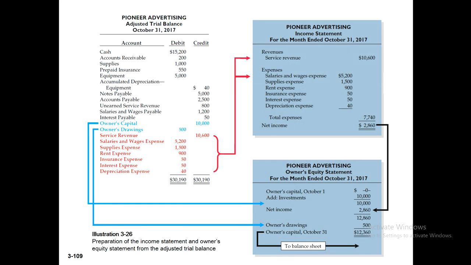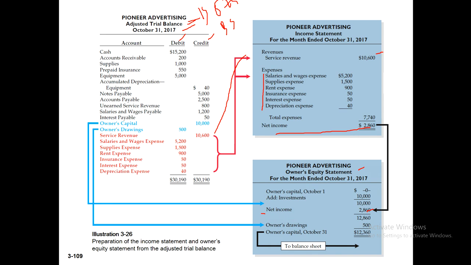Now, Pioneer Advertising adjusted trial balance, October 31st, 2017. This is the debit side and this is the credit side, and from this adjusted trial balance we will prepare the income statement, owner's equity statement, and balance sheet. As you know, the income statement has revenue items and expense items. This is the revenue and this is the total expenses. After subtracting expenses from revenues, we get the net income. The net income will be shifted to our owner's equity statement.